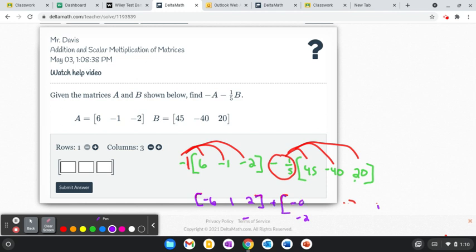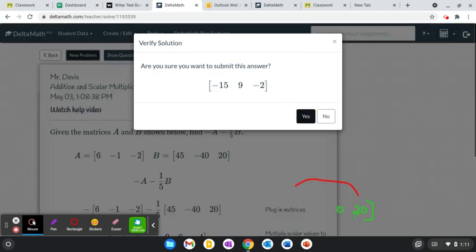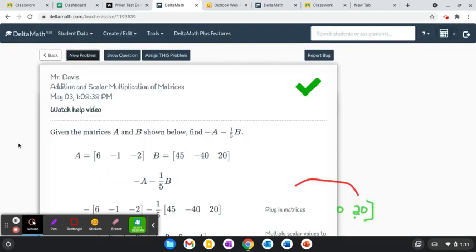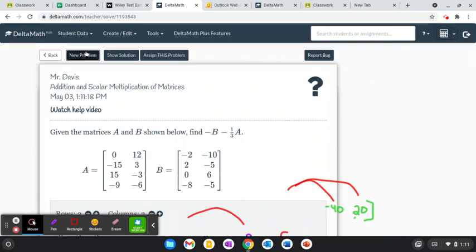Plus negative 9, 8, and negative 4. All right, so our answer there was negative 15, 9, and negative 2, if I didn't mess one of those up. All right, there we go. Okay, so that's all there is to it. Just make sure you're distributing, being extra careful when you're adding and subtracting, and let me know if you need some help.